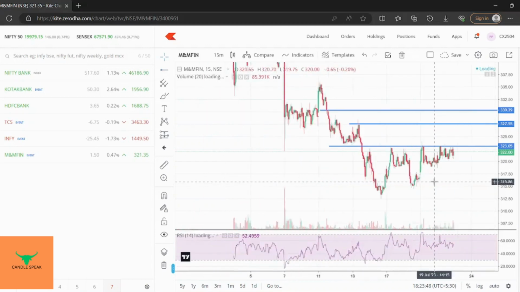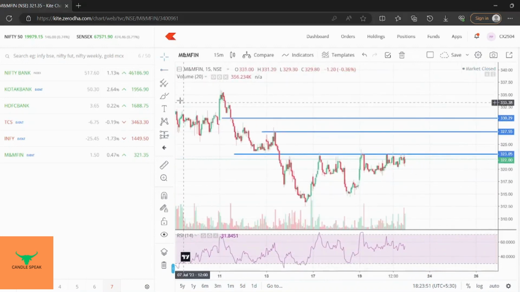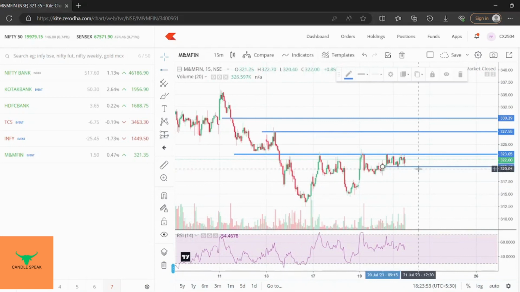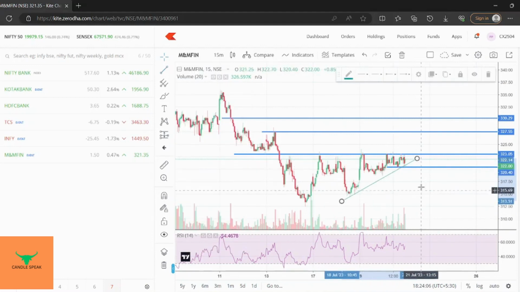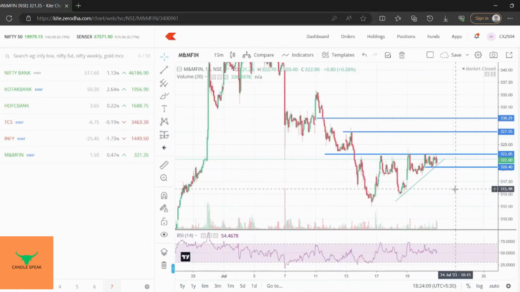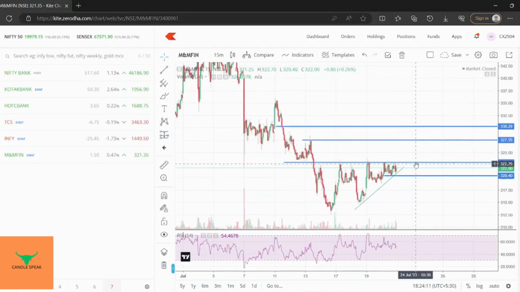And if you are planning for selling in M&M Finance, don't directly plan any trade, because there are multiple supports. You can draw this trend line for better understanding. If it breaks this trend line, then you can also go for selling in M&M Finance. But it will be better if we get the upside target. It will be a very good directional move.